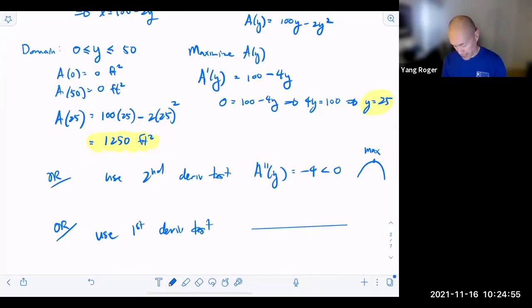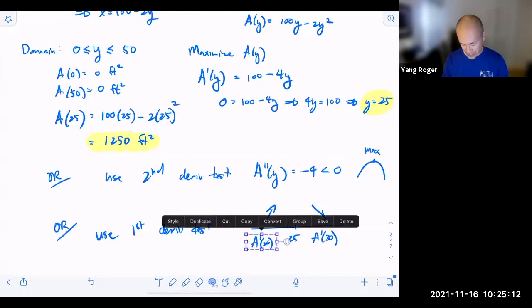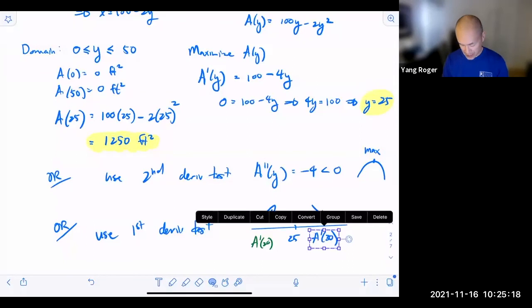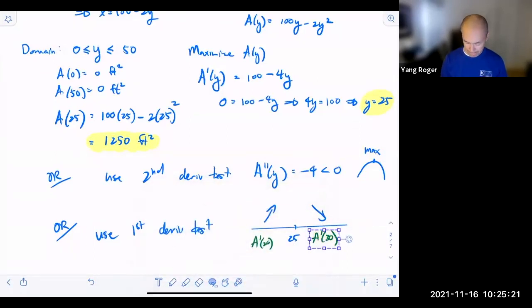You draw a little number line. Here's 25. You plug in a number to the left, you get it increasing. You plug in a number to the right, you get it decreasing. Maybe you do A prime of 20 and A prime of 30. And if you did those test points, you would see that your derivative has the appropriate signs, and then that would help you realize that you're at a maximum. Okay. My feeling is this way is the most mechanical, but finding the endpoints is not so easy, I guess.